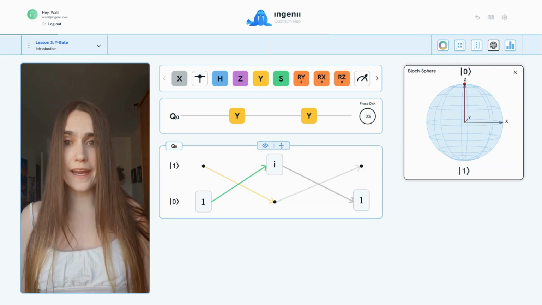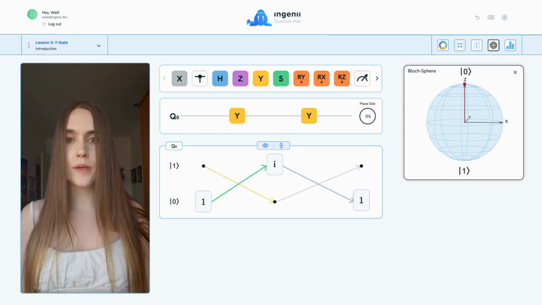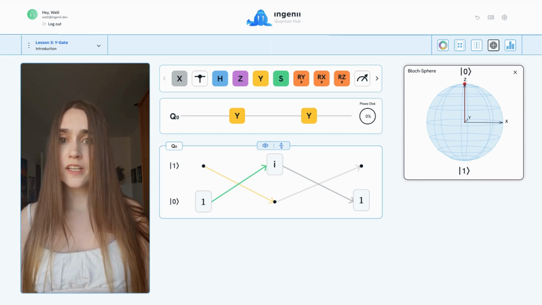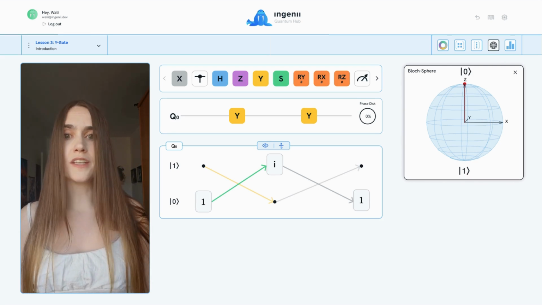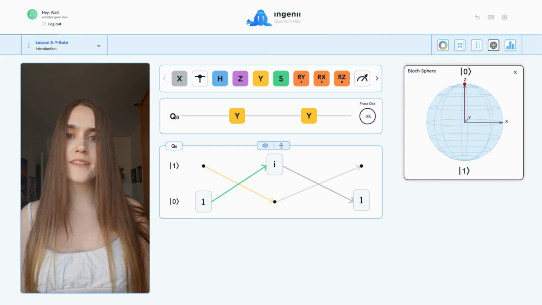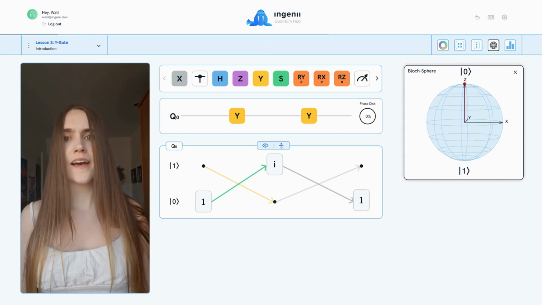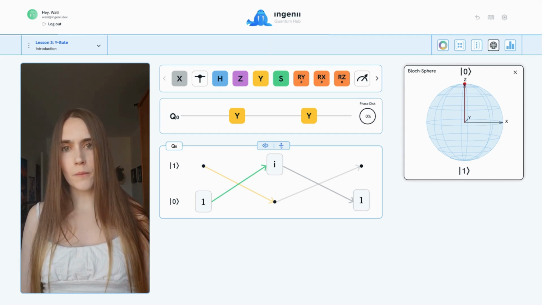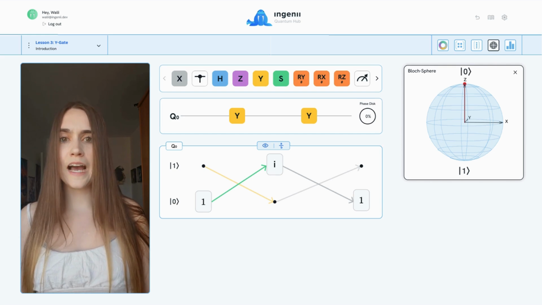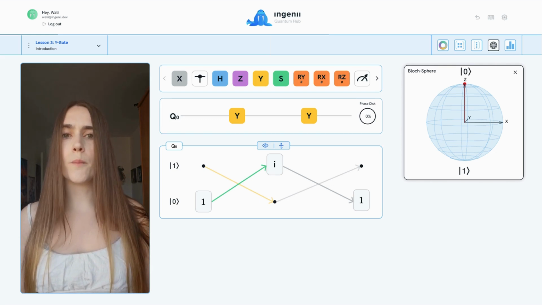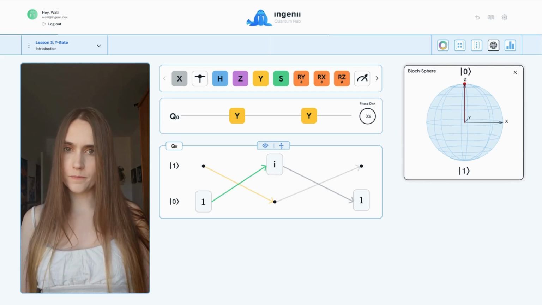If you apply the Y-gate a second time, the qubit returns to its original state, just like a double flip. But in doing so, it also picks up a global phase. That might not affect the outcome of a single measurement, but it can have a big impact when you add more gates to the quantum circuit.